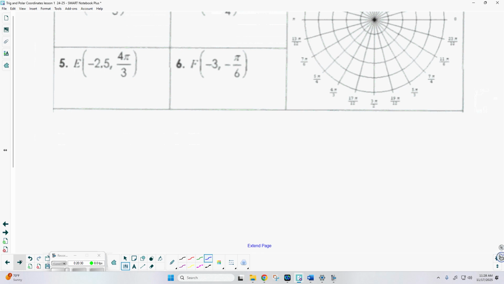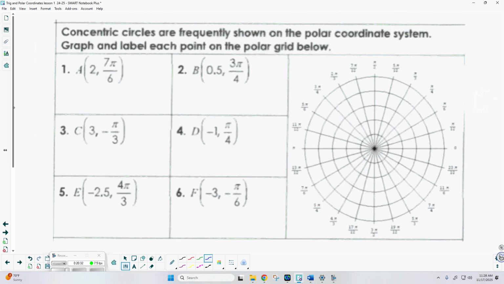Okay. Well, let's go ahead and practice this a little more. So we got 6 points here, starting with point A. Now this one is labeled, I need 2 comma 7 pi over 6. So for these first 3, let's see if we can get some volunteers up here to plot these points. This is the time you want to come up. There's no math. You just have to find a location. Who wants to help me with point A? I see people pointing at other people.